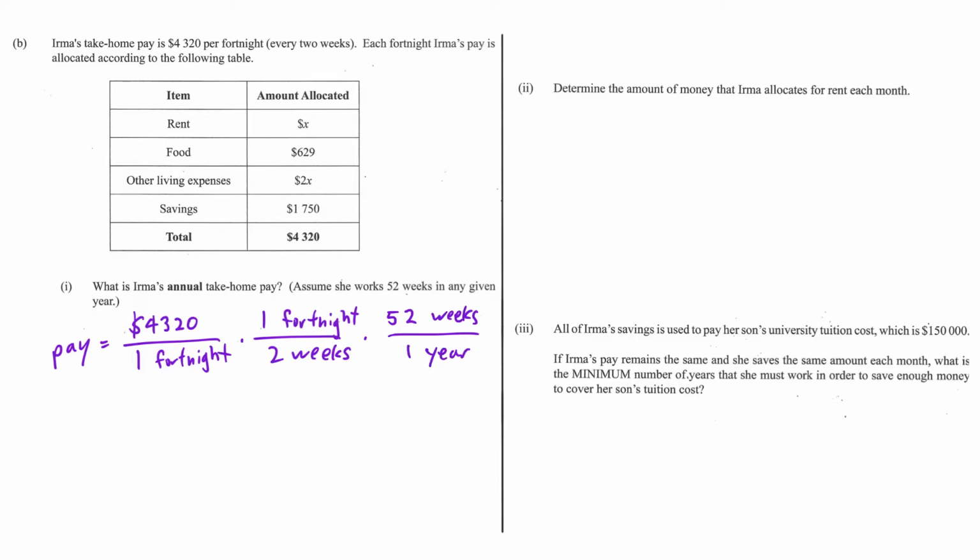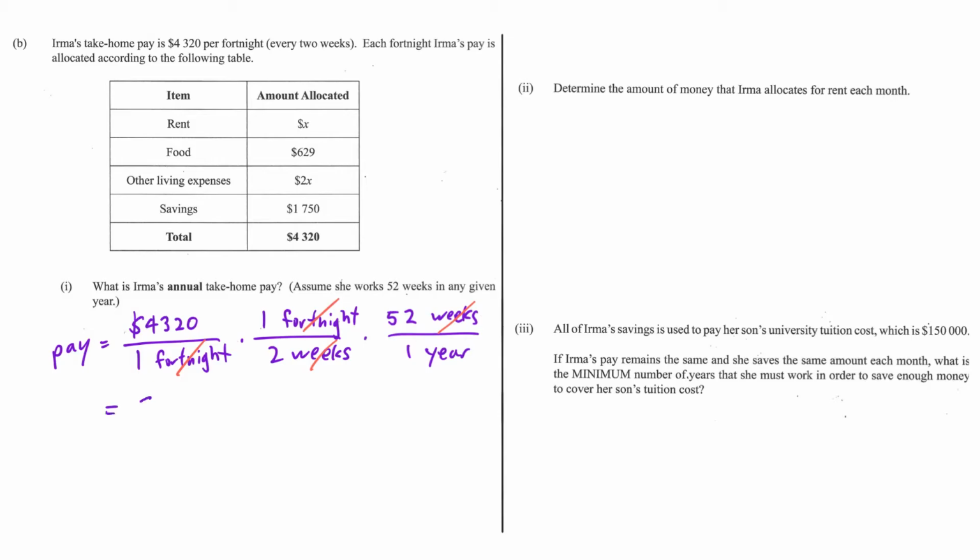So notice now that if we do this multiplication, certain units will cancel out. The fortnight in the denominator will cancel out with the fortnight in the numerator. The weeks in the denominator will cancel out with the weeks in the numerator. And what we'll be left with is years in the denominator, which is what we want.